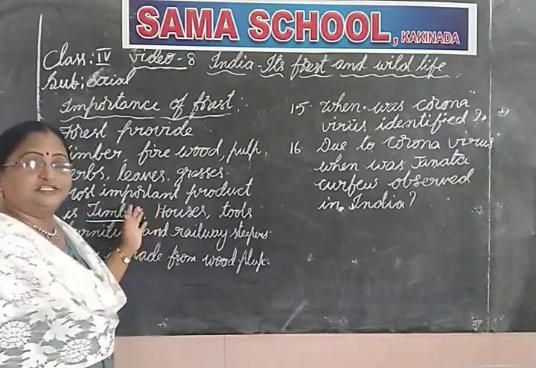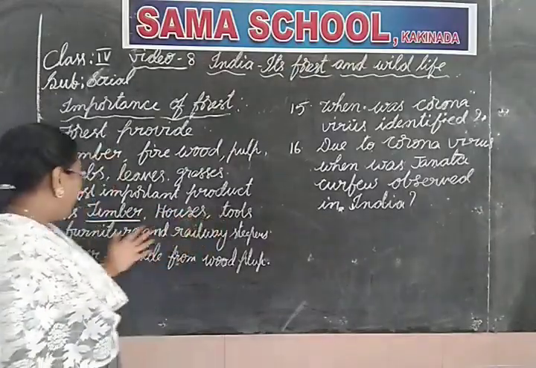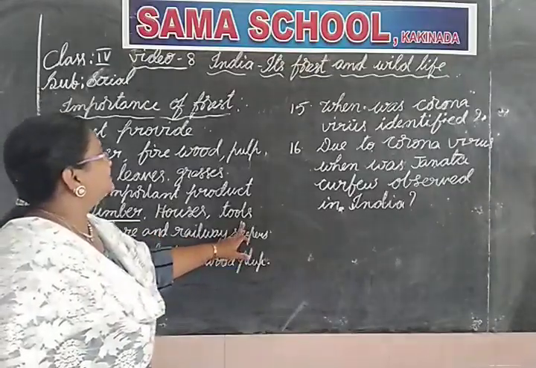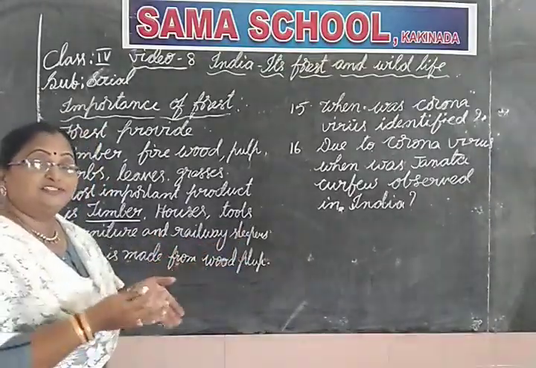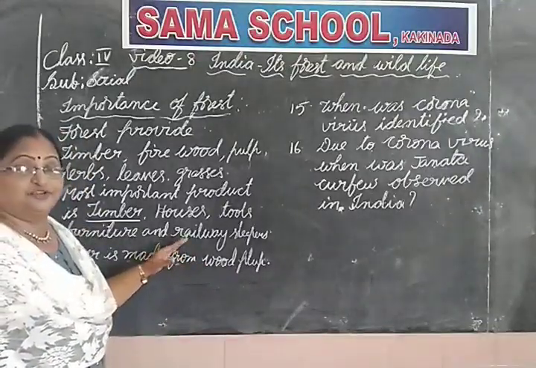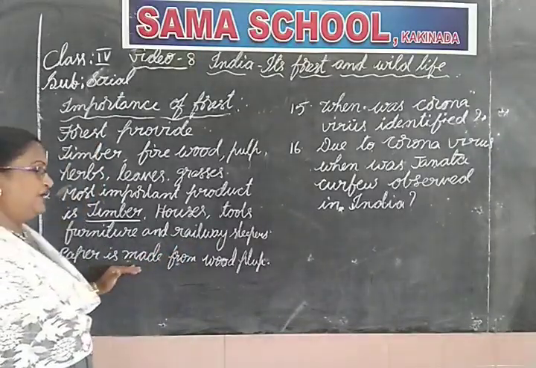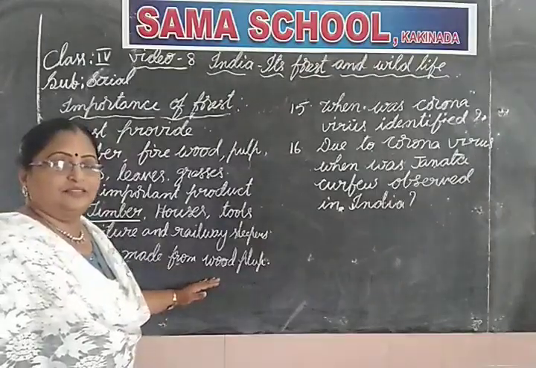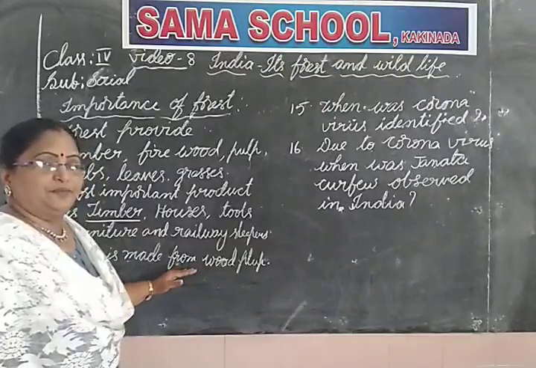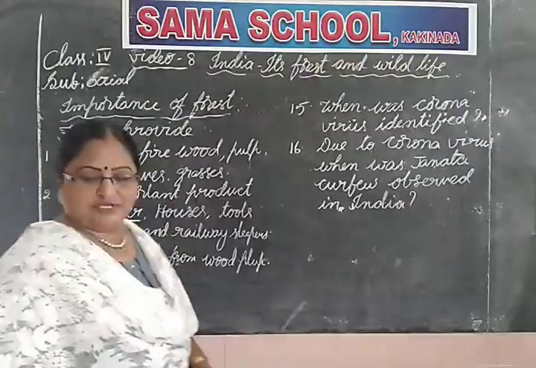Now, houses. Timber is used for building houses, making tools, making furniture and railway sleepers. What are railway sleepers? The beams under the tracks are called railway sleepers. I told you, the detailed explanation you will get in the 7th video. Another one is that paper is made from wood pulp. From the bamboo tree and subabul tree, you will get the paper. How you get the pulp, I have explained in the previous video.